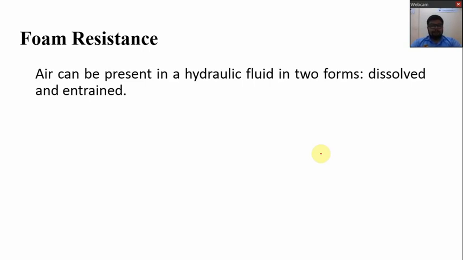The other effect of entrained and dissolved air is a greater reduction in the bulk modulus of the hydraulic fluid, because the space which needs to be occupied by the fluid will be replaced by these air bubbles. So it will reduce the efficiency, the effort required at the last portion of the hydraulic circuit, that is at the actuator ends.